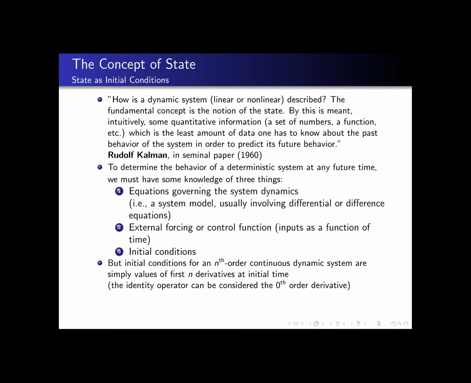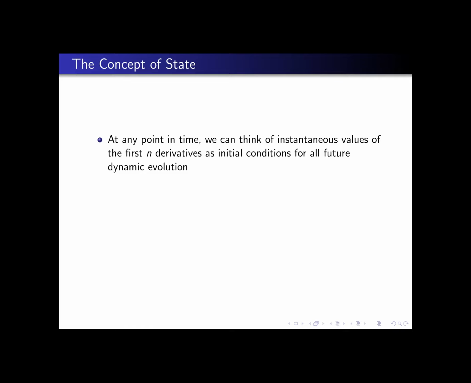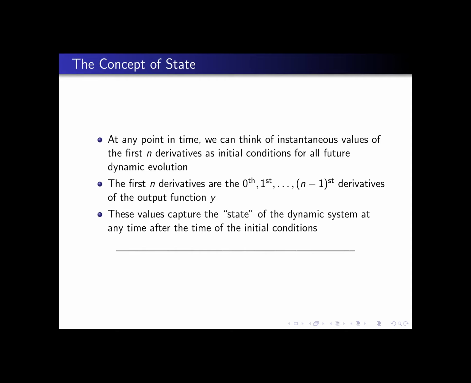But the initial conditions for an nth order continuous dynamic system are simply the values of its first n derivatives at the initial time. The nth order derivative is given essentially by the differential equation itself. At any point in time, we can think of instantaneous values of the first n derivatives as initial conditions for all future dynamic evolution. So the first n derivatives are the 0th, first, and so forth up to the n minus first derivative of the output function y. These values capture the state of the dynamic system at any time after the time of the initial conditions.